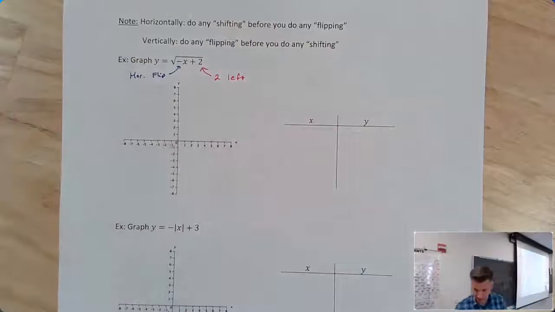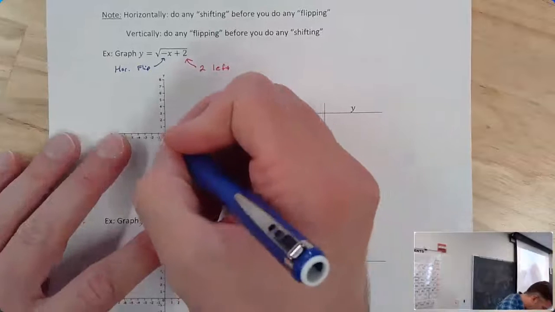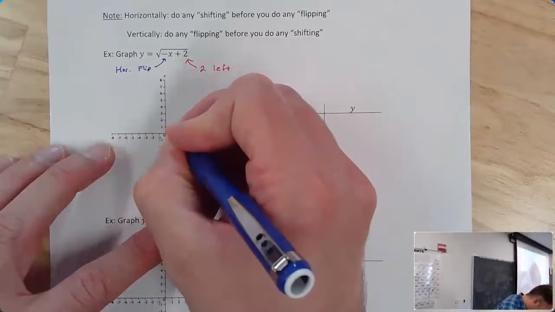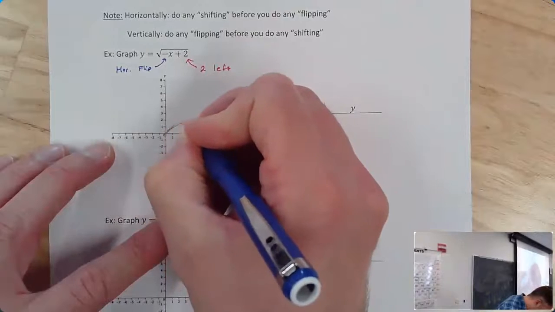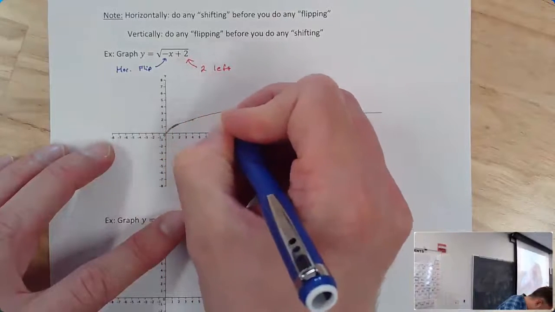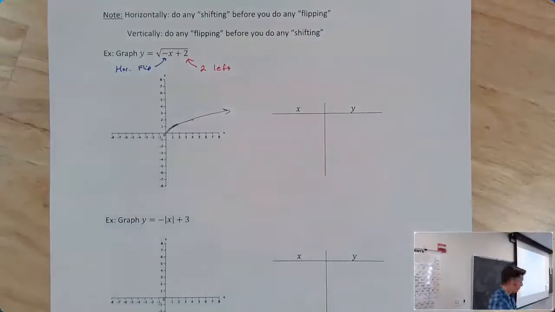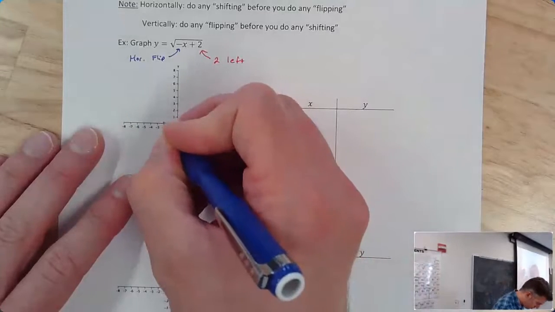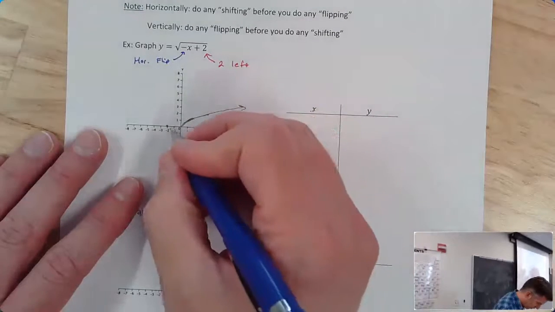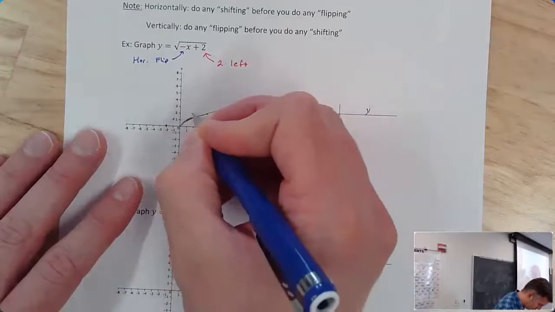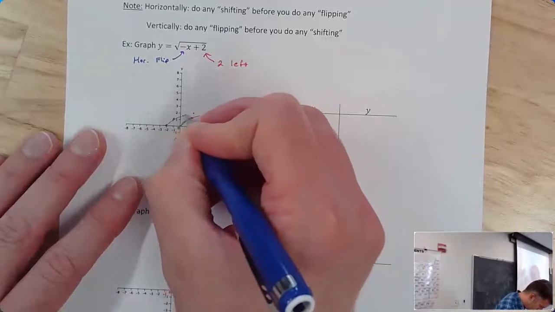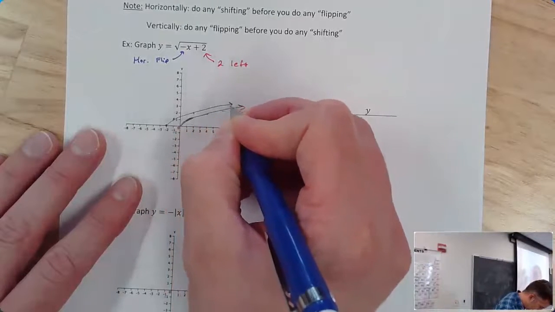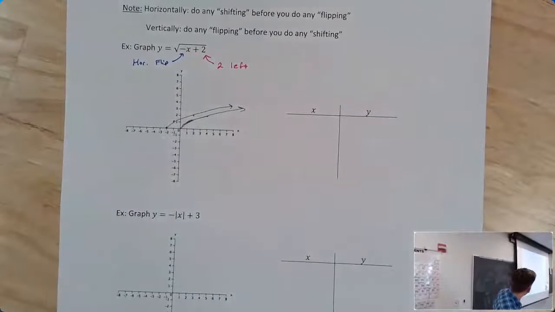Let's go ahead and graph all the little in-between parts here so we can see what we're going to get. Here's my parent graph, good old square root. Now, first, we're going to go 2 to the left. I'm just going to move over 1, 2. And then it's going to have that point there, and the point there. So it's going to look kind of like this. And then we're going to flip it over.